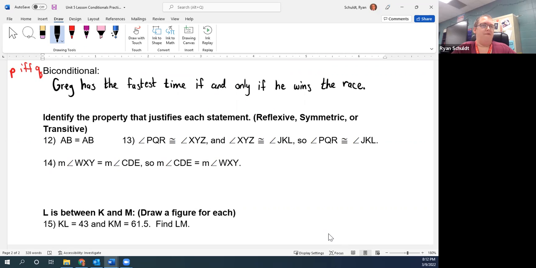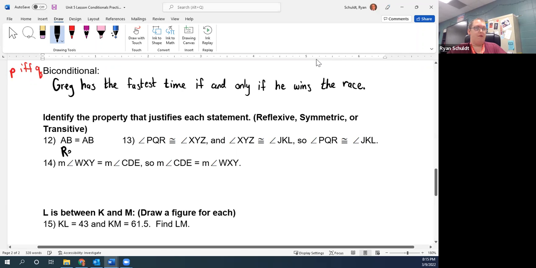Okay, number 12, AB equals AB. Well, what does that look like? Almost looks like somebody's looking in a mirror. If it looks like you're looking in a mirror, it will be the reflexive property. So when it looks like you're looking in a mirror, it is the reflexive property. So AB equals AB is reflexive.